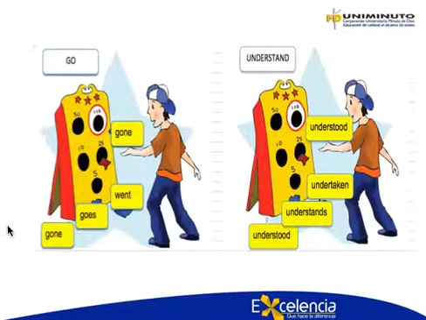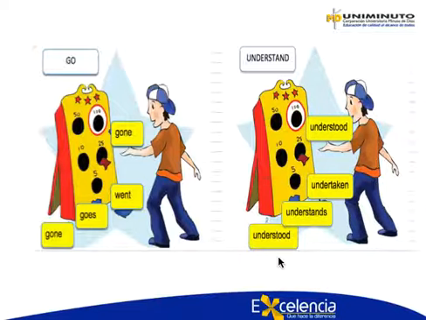In this part, we have verbs: go, and understand. What do you have to do? You need to identify what is the past participle of the verbs. For example, what will be the past participle of go? Gone, goes, went, or gone. So that is gone.